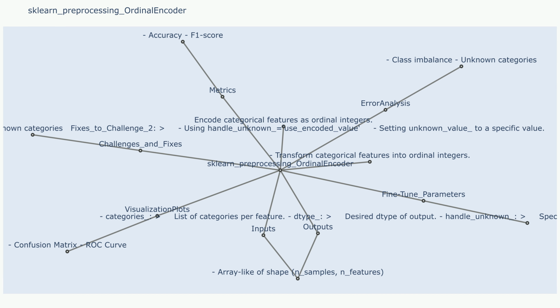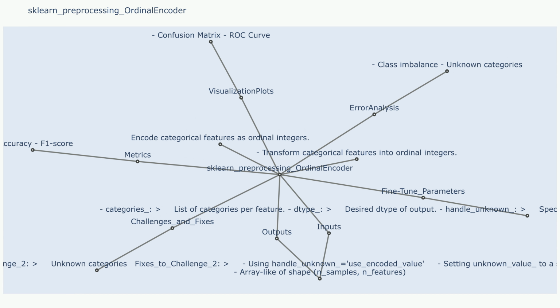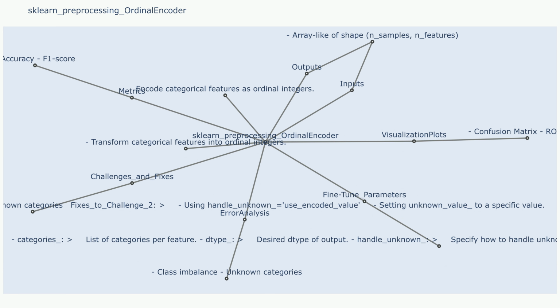Fixes. Ensure that the order of categories in the training and test datasets is consistent. Consider using a more sophisticated encoding scheme, such as one-hot encoding, that is less sensitive to the order of categories.